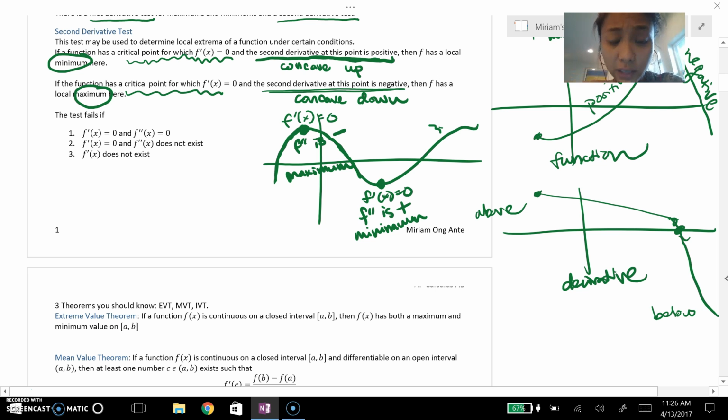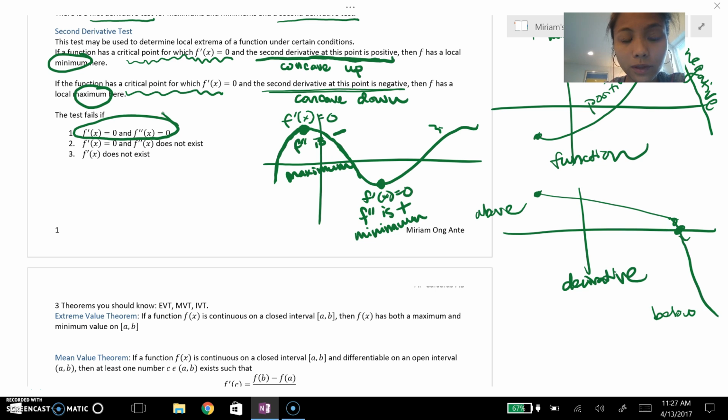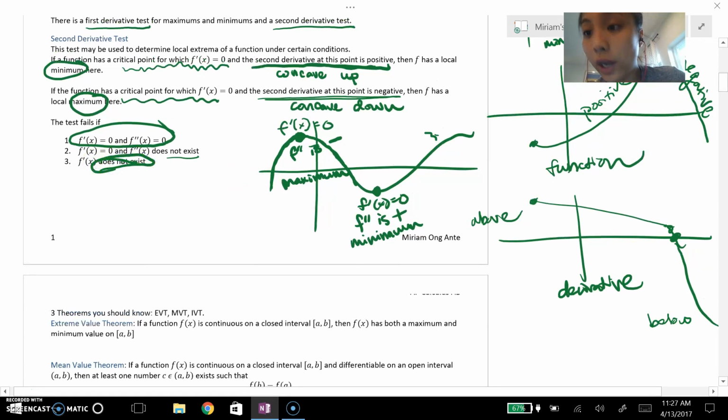Now the test fails in three ways, meaning it doesn't tell us anything. If the first derivative equals 0 and the second derivative equals 0, it doesn't tell us anything. Okay? It could be inflection, it could be critical point. It also doesn't tell us anything if the first derivative is 0 and the second derivative does not exist. It doesn't tell us concave up, concave down. The third way it fails is if the first derivative does not exist. Then we can't even check the second derivative. Okay, so these are three reasons why it fails. No information.